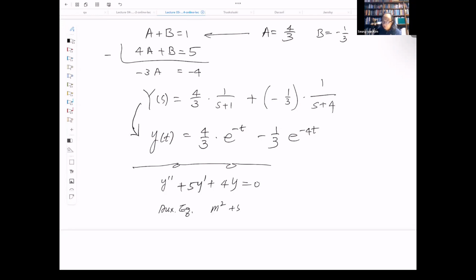In chapter 3, we can just find the auxiliary equation from here. m squared plus 5m plus 4 equals 0. And we end up getting m equals negative 1 and m equals negative 4. So the solution is C1 e to the negative t plus C2 e to the negative 4t. Now using those initial conditions, we can find C1 and C2. We can get the same answer.